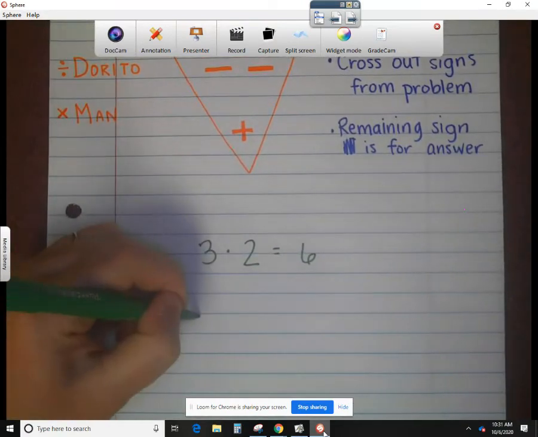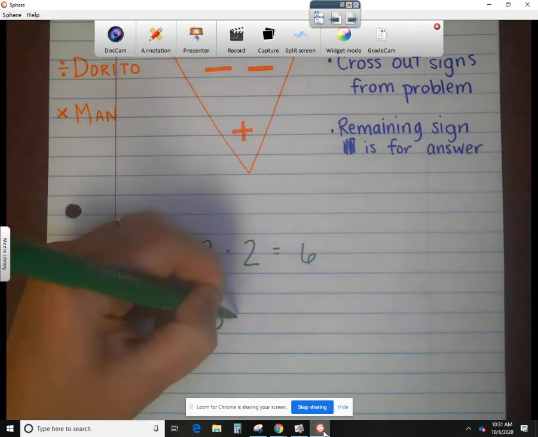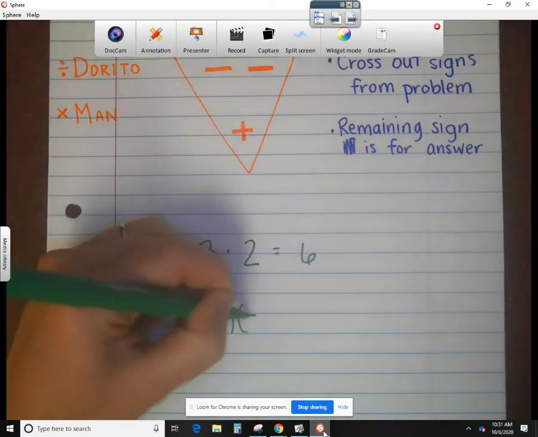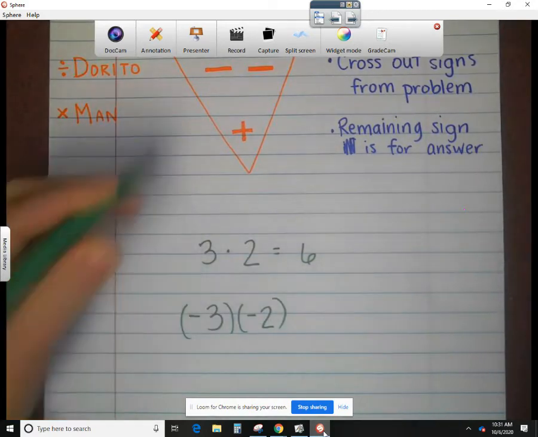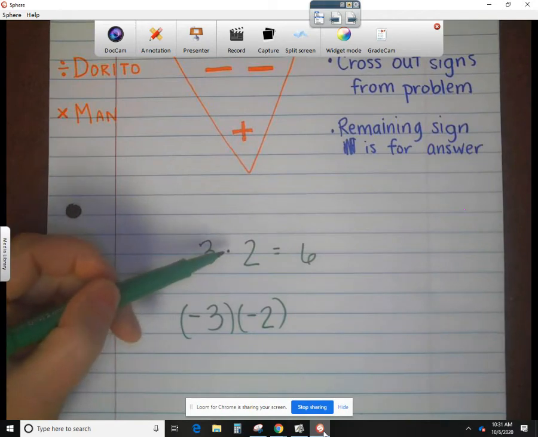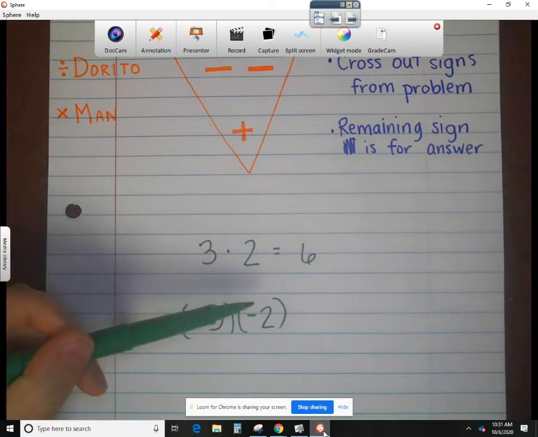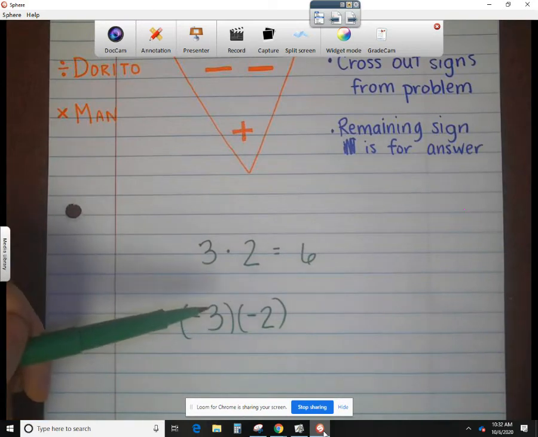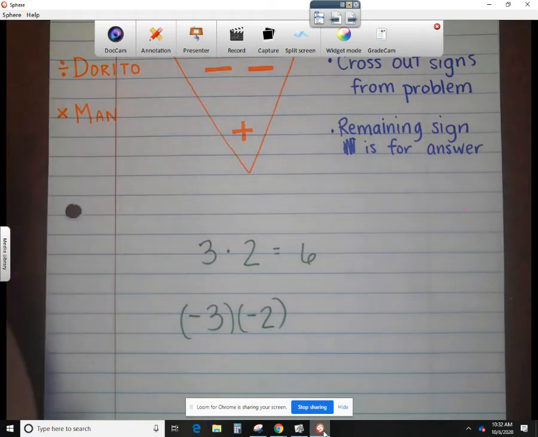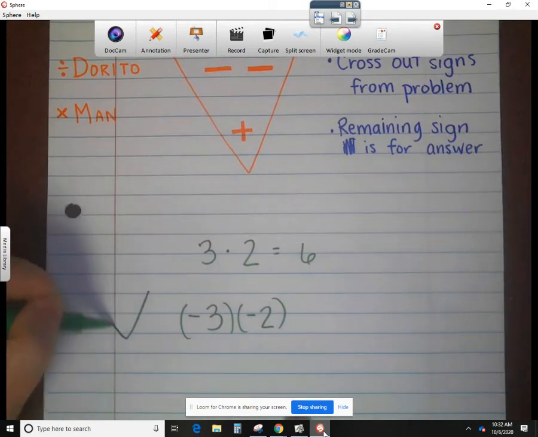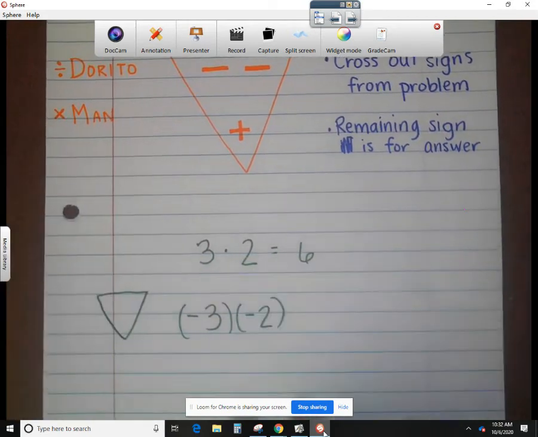So another one is negative 3 times negative 2. So hopefully you already knew the dot means multiplication. If you didn't, you know now. Another way that we can see multiplication is if two sets of parentheses are right next to each other. So that means multiplication. So I'm going to draw my Dorito Man out to the side.